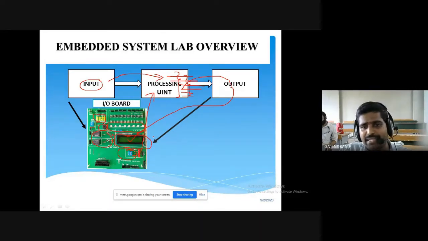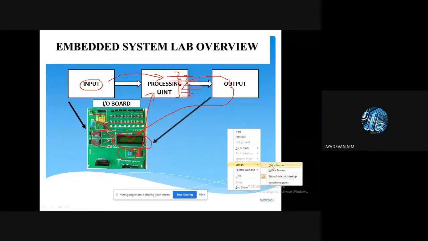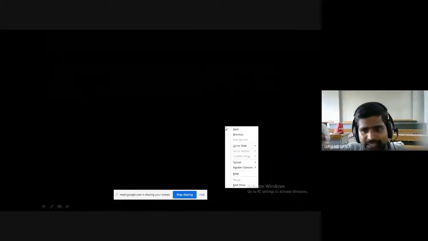Okay. Then, what about the processing unit? What is the processing unit you have used in your microprocessor laboratory? Can anyone type it in the chat box? What are all the processors you have learned so far? Processor and controller. Can anyone type the variant name alone? That is the model number. If you type, that is enough. What are all the things you have studied so far? 8051, sir. Yes, very good.